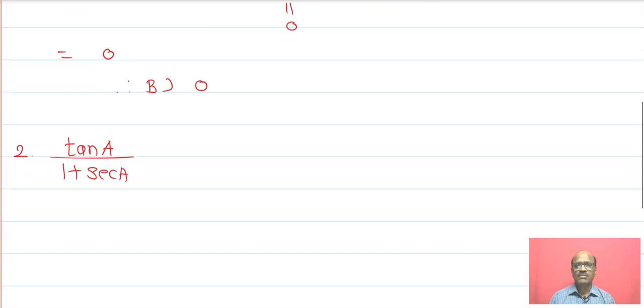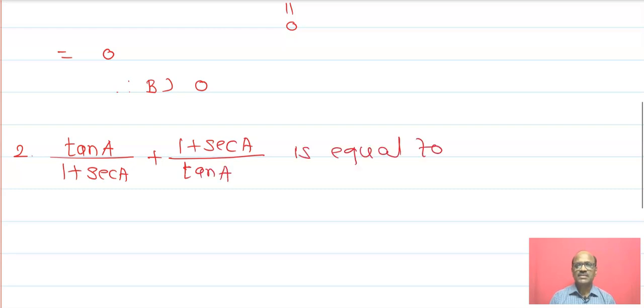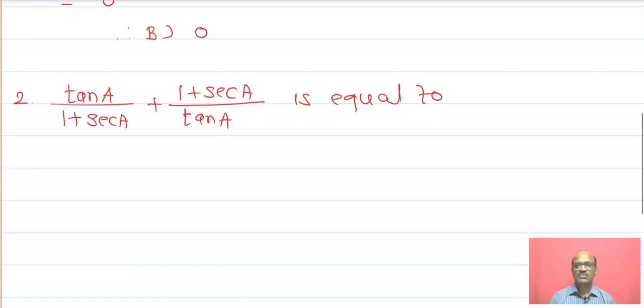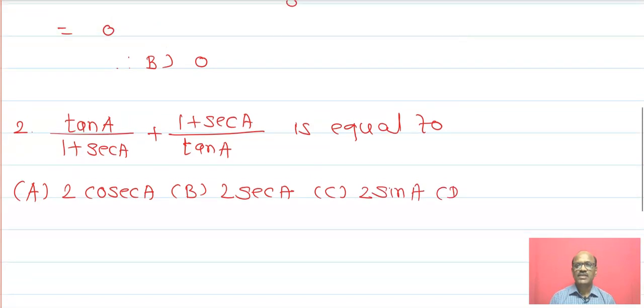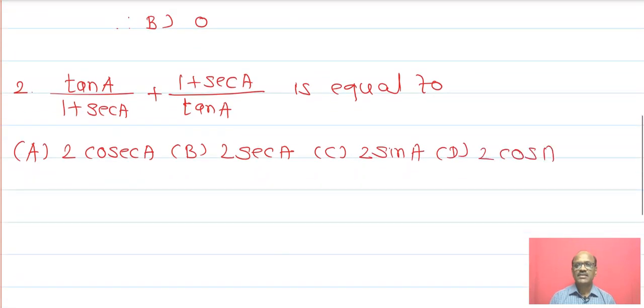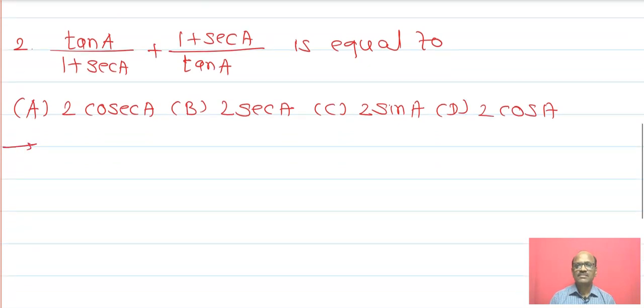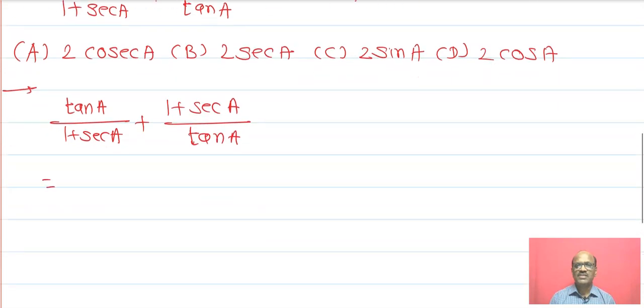Next, tan A upon 1 plus sec A plus 1 plus sec A upon tan A is equal to: A) 2 cosec A, B) 2 sec A, C) 2 sin A, D) 2 cos A. Therefore, tan A upon 1 plus sec A plus 1 plus sec A upon tan A.